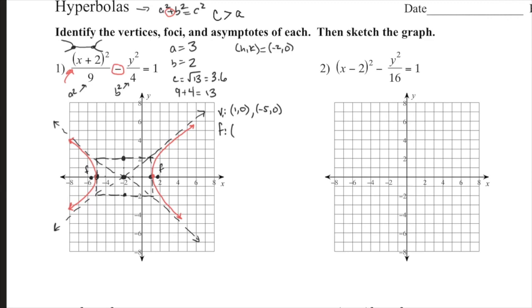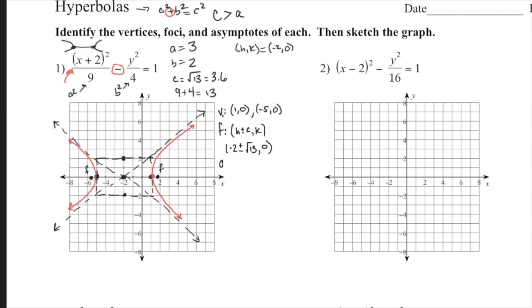If I'm looking at my formula sheet, to get the foci for the horizontal transverse axis, the formula is H plus or minus C, comma, K. I'm going to do that, but because I had a radical, I'm going to use the square root of 13. H is negative 2 plus and minus the square root of 13, comma, K, which was 0. I can separate them, or I can leave them together with the plus and the minus. I like to leave them together. If it's multiple choice, I know I'm going to be looking for those two things, and sometimes they put them together like that too.